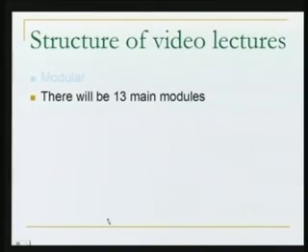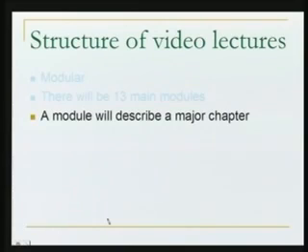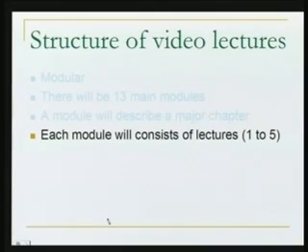So, in all we have defined around 13 main modules, and in all these main modules there will be further chapters. So, a module is basically a major chapter in basic surveying. So, there are 13 basic chapters, and in each chapter there will be further lectures, 1 to 5.